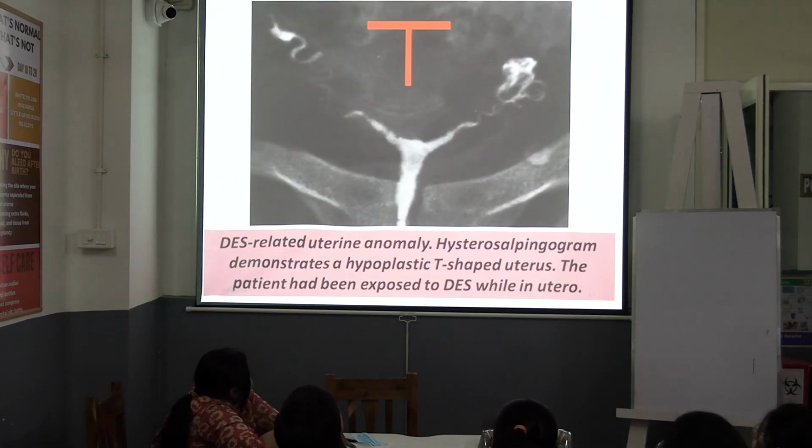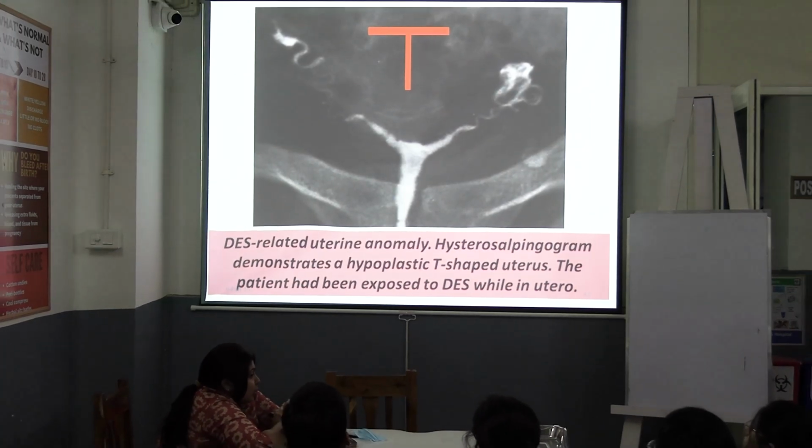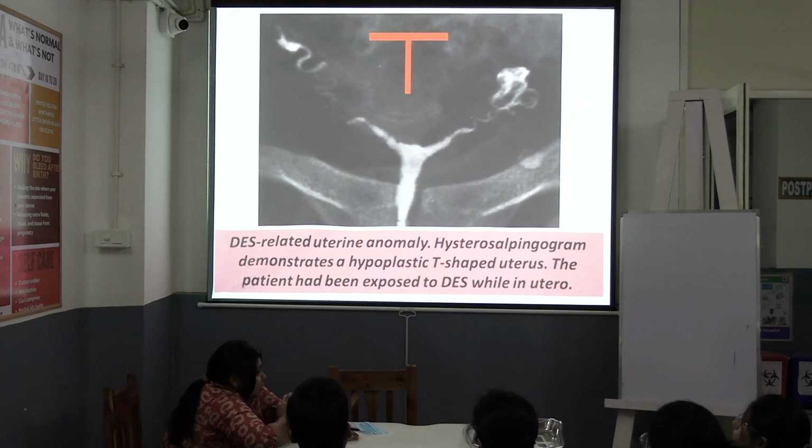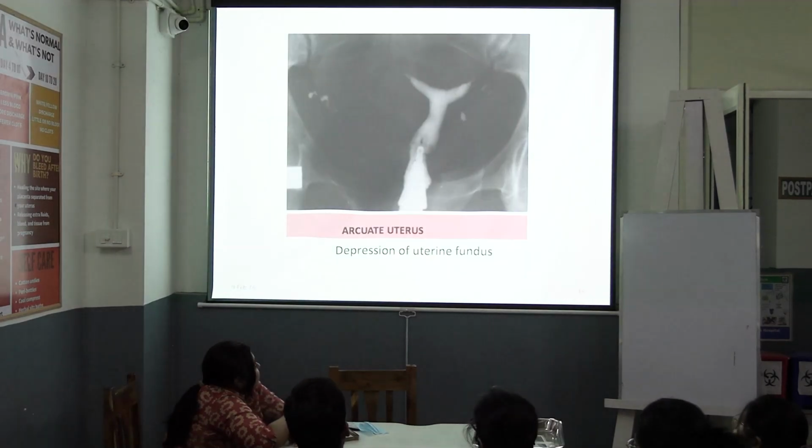This is the diethylstilbestrol uterine anomaly. We say this is a T-shaped uterus. Nowadays this drug is banned. Nobody uses this drug. This anomaly is also not there. This is only used for clear cell carcinoma. Yes.